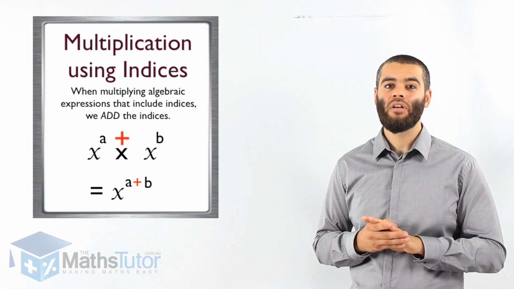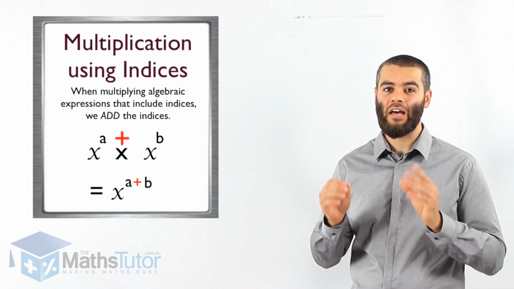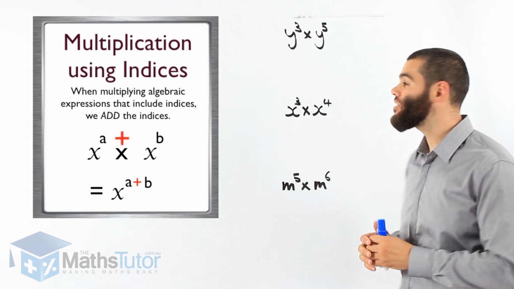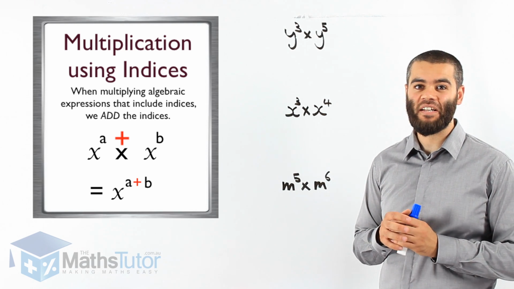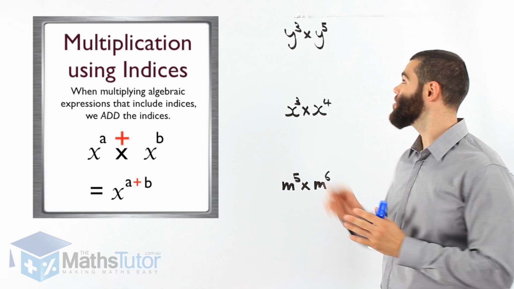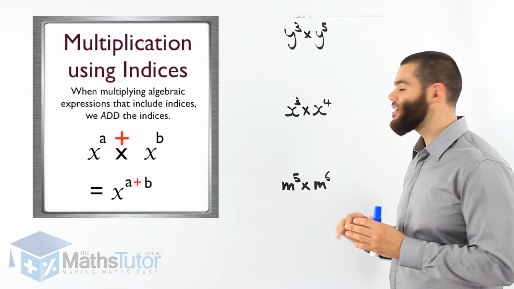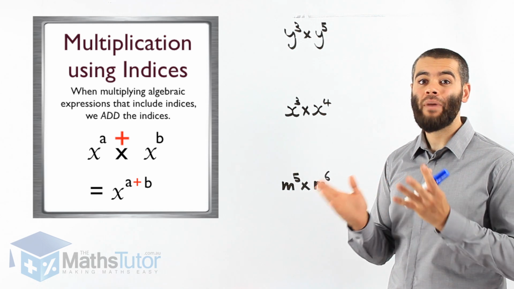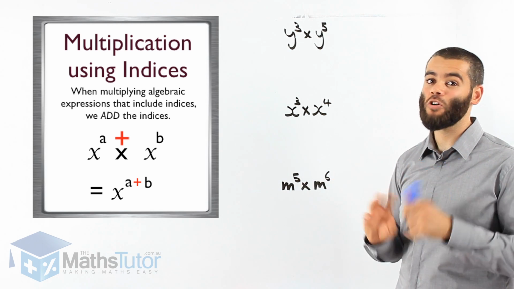Now, let's do a couple of examples. You'll notice how simple and easy and straightforward it is. Okay, let's look at these examples to understand this much better. We said when we have algebraic expressions and we are multiplying them, we add the indices. That's all we do.